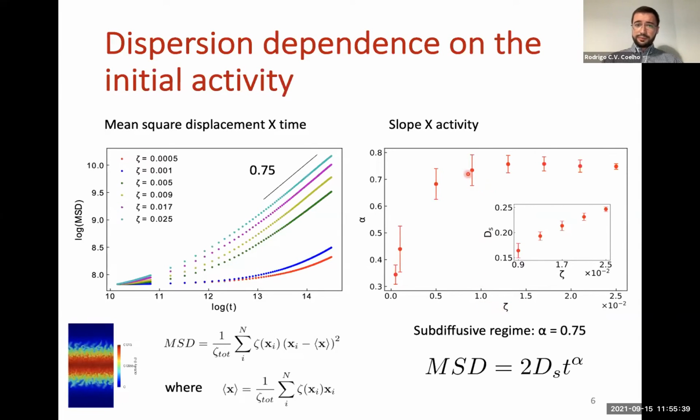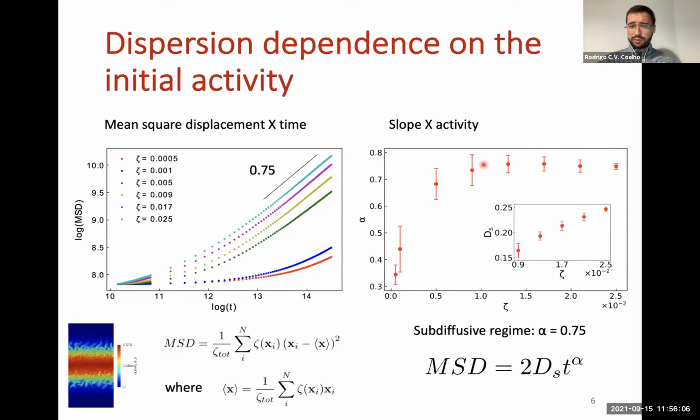activity. What we see is that above a certain activity, this slope tends to a certain value, which taking the average, is 0.75. So if this slope was 1, we would say that the motion is diffusive. But this is below 1, this is subdiffusive.